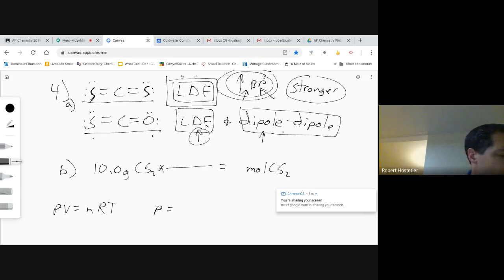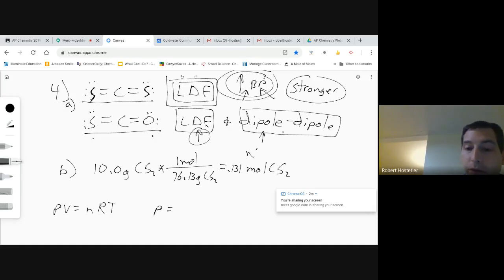So just use their info, name each force present in each molecule, and then use your boiling point as your evidence. In part B, they want us to take the 10 grams of CS2 and we need to change it to moles so that we can figure out the pressure. So if we just divide by the molar mass of CS2, that will give us n. And in that case, it's 0.131 moles.